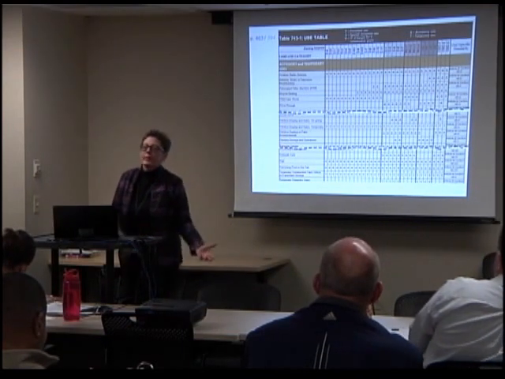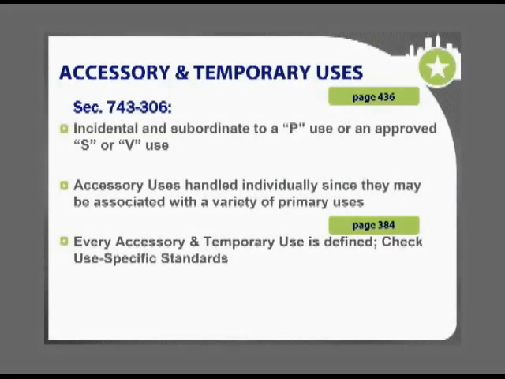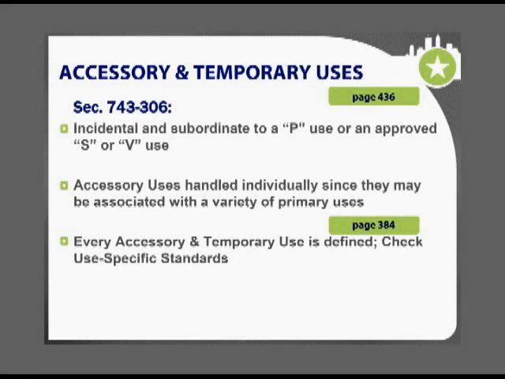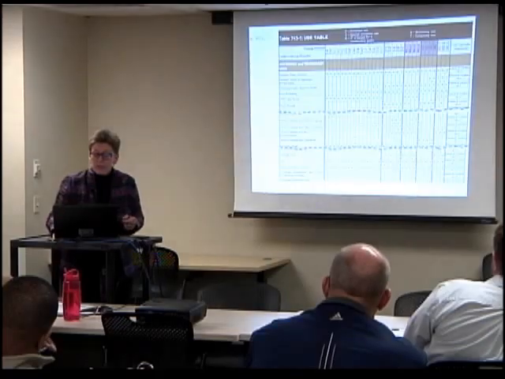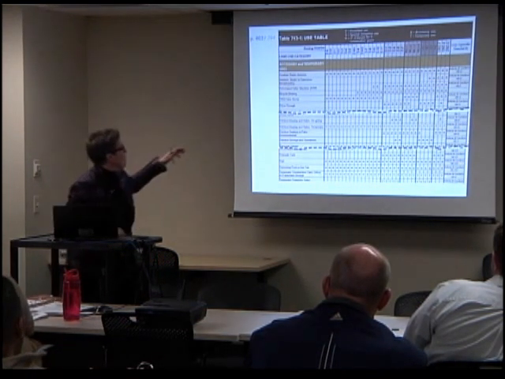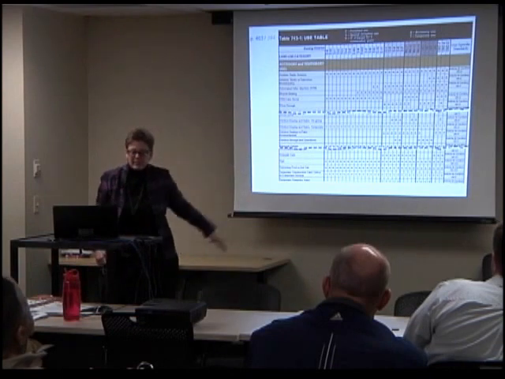It's on private property. Once again, I want to emphasize the accessory temporary uses, incidental and subordinate. If a use is permitted as a primary use, they can also do that activity as an accessory use. The accessory uses, if you stop and think about it, we have this use table, and then we have all these accessory and temporary uses listed underneath it.